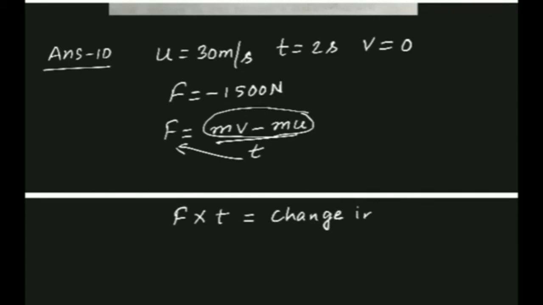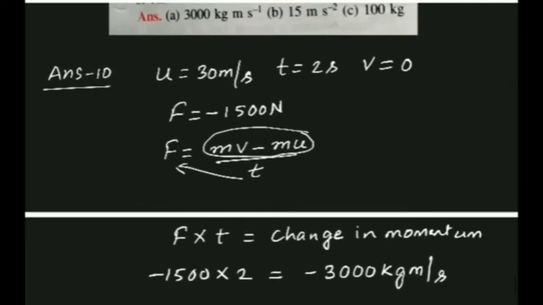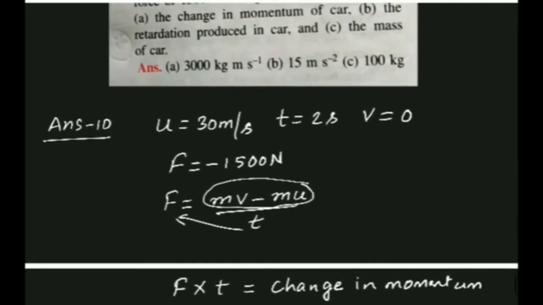Now what is the value of force? It is minus 1500 and time is 2, so it comes to minus 3000 kilogram meter per second. So this is the answer to question number 10, part A.